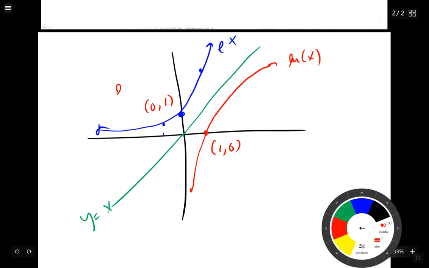This point means e to the 0 equals 1. This point means natural log of 1 equals what? 0. Where can I write that down? I'm going to just write it right on the top.